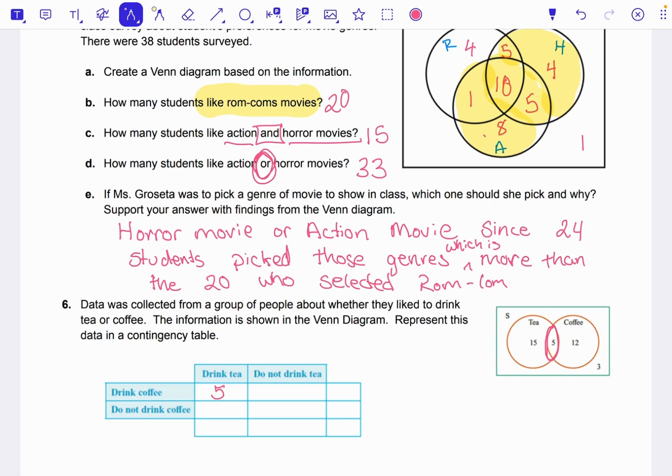So 5 people consume both tea and coffee. 12 of these people consume coffee but not tea. So that would be the drinks coffee row. I'm going to highlight this in yellow, and this is that row right here in my data. So 5 is in the overlap, 12 is the free part there.